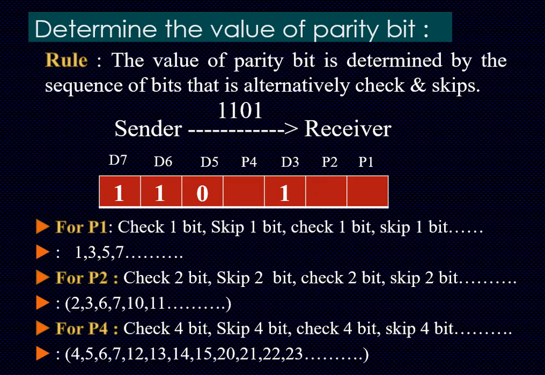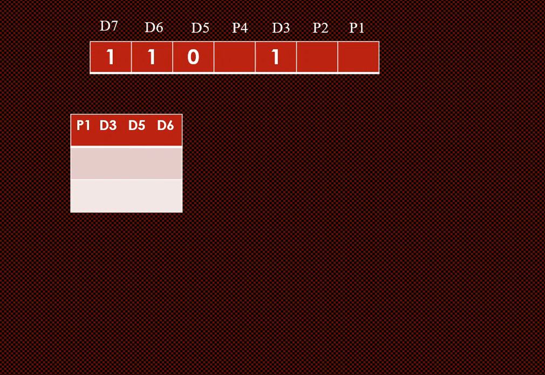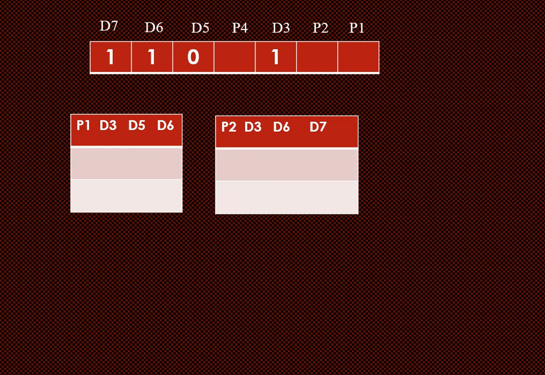Then what will be the parity? For P1 it is P1, D3, D5, D7. The P1 rule says check 1 and skip 1: P1, skip P2, D3, skip P4, D5, skip D6, D7. So first we write P1, D3, D5, D7. Next, P2 is D3, D6, D7. I am writing up to 7 because I am taking only the 7-bit Hamming structure.